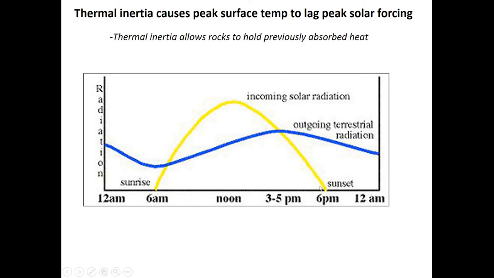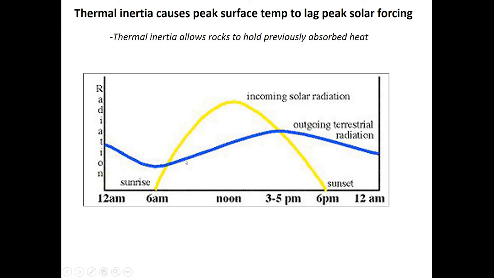it declines by 6. In contrast, outgoing terrestrial radiation, so the amount of essentially thermal radiation put off by the Earth's surface, does this. It hits a minimum right before the sun rises. That's essentially its coldest point, right?